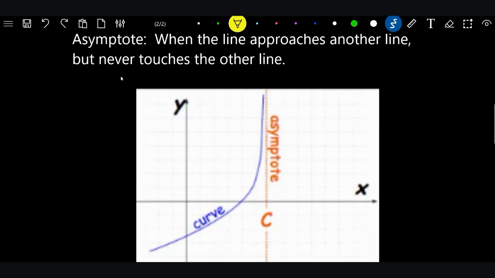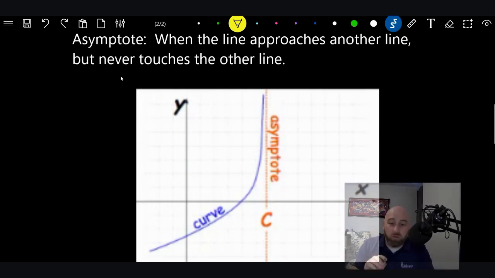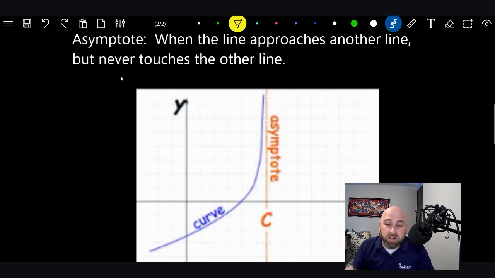The asymptote. Now, here's what that means. This is when the line is approaching another line. Let me show you the difference between the exponential function and the quadratic function. In the quadratic function, remember, we had a parabola. It looked like a U shape. These exponential functions are just going to be a flat curve.